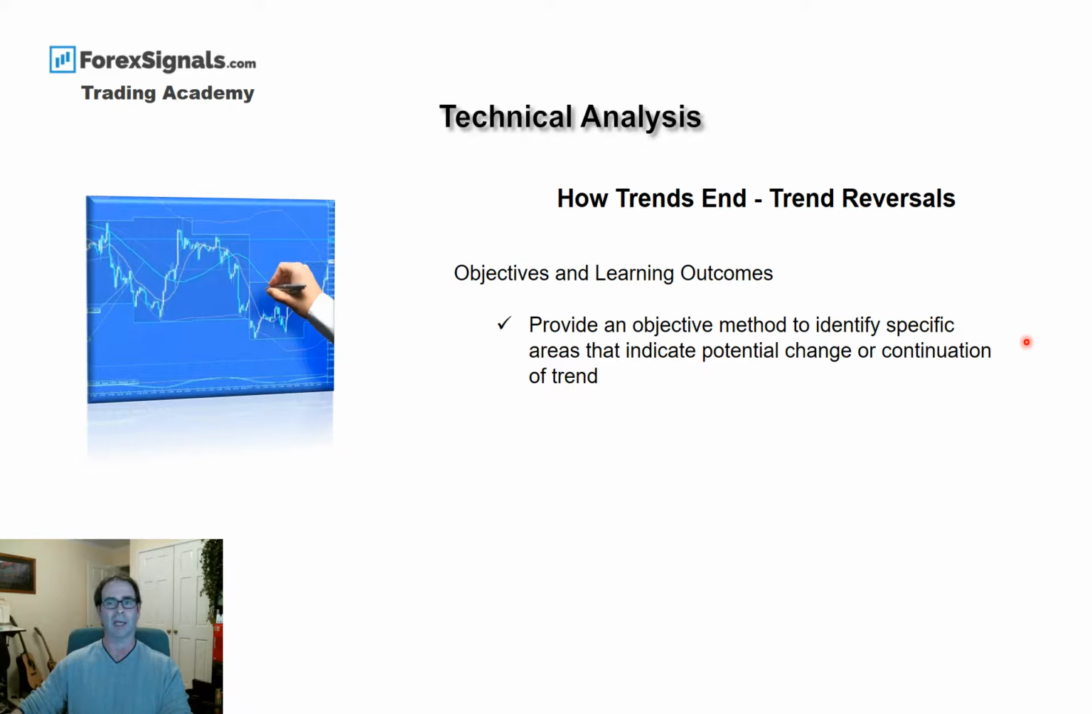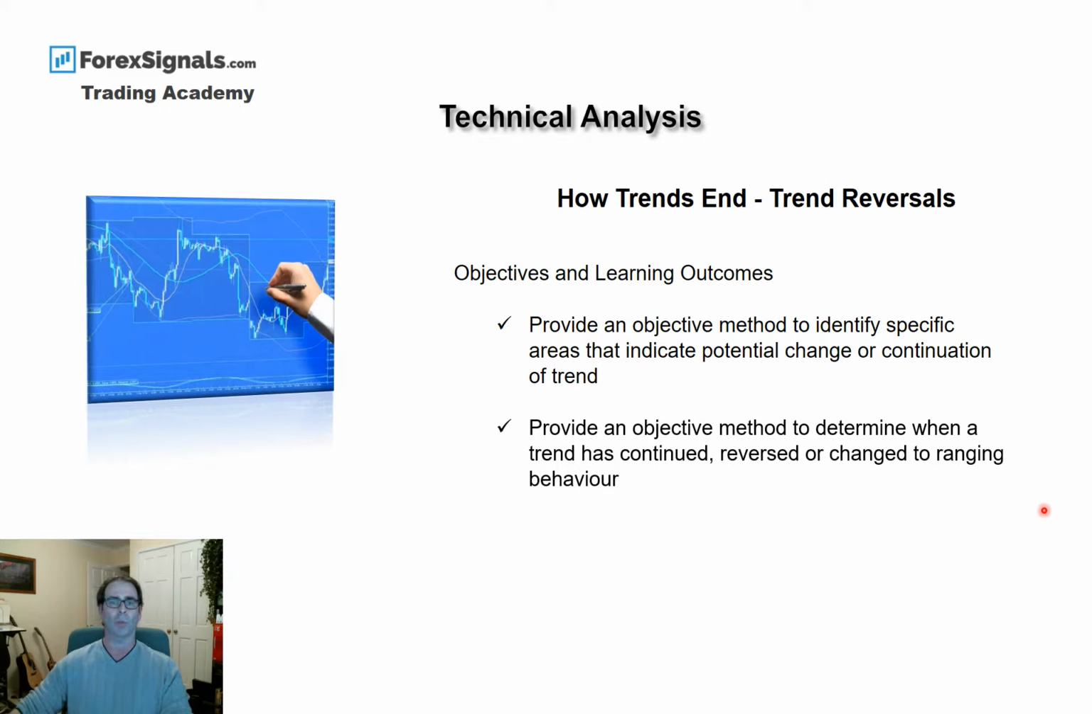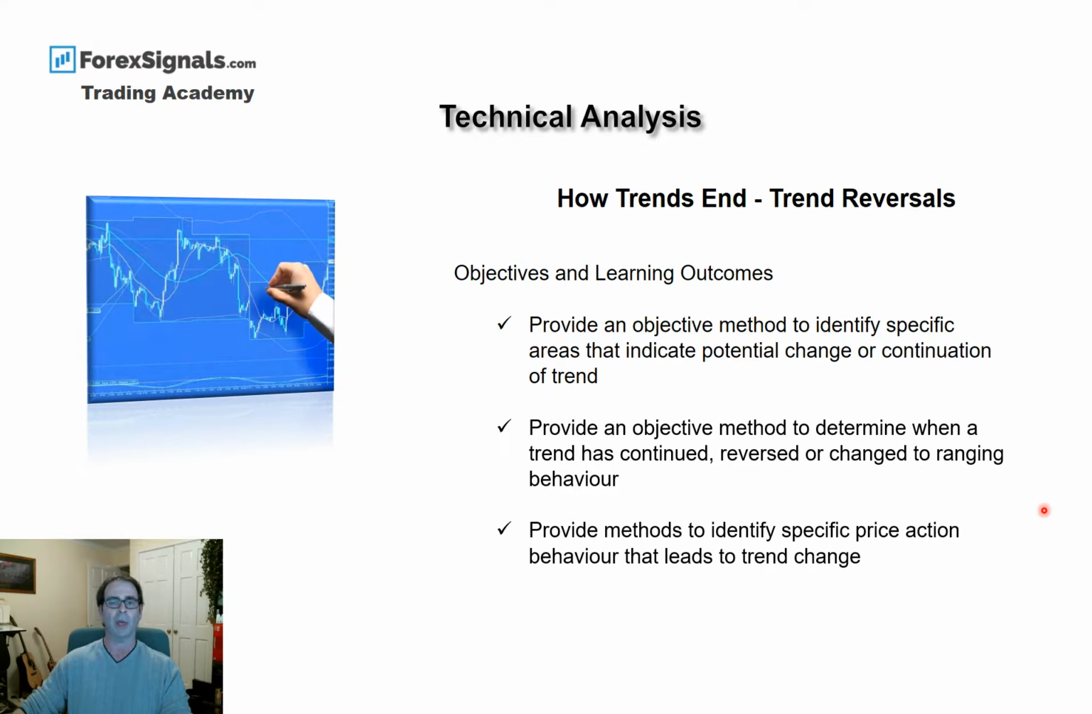So we looked at the anchor, and we also looked at the last swing high or swing low, or last peak or trough in the uptrend or downtrend. We looked at providing an objective method to determine when a trend has changed, reversed, or changed to ranging behavior. And we looked at providing methods to identify specific price action behavior that leads to trend change.